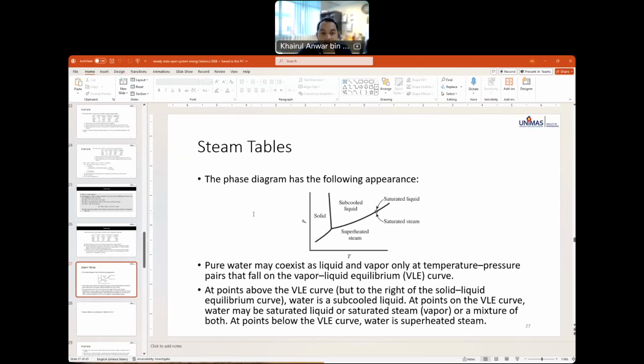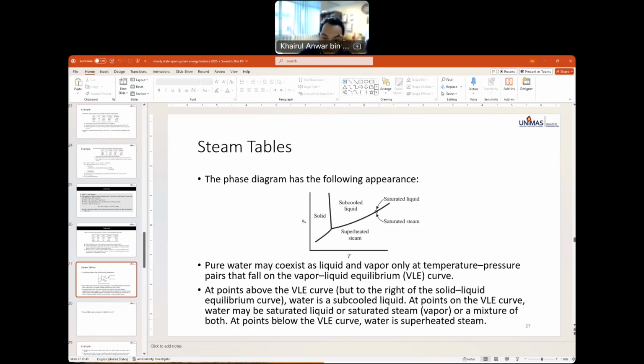So the phase diagram has the following appearance. This is the common phase diagram: solid, steam, and liquid. Pure water may coexist as liquid and vapor only at temperature-pressure pairs that follow the curve. At a point above the VLE curve, but to the right of the solid-liquid equilibrium curve, water is liquid. A point on the VLE curve. So the VLE curve is referring to this line.